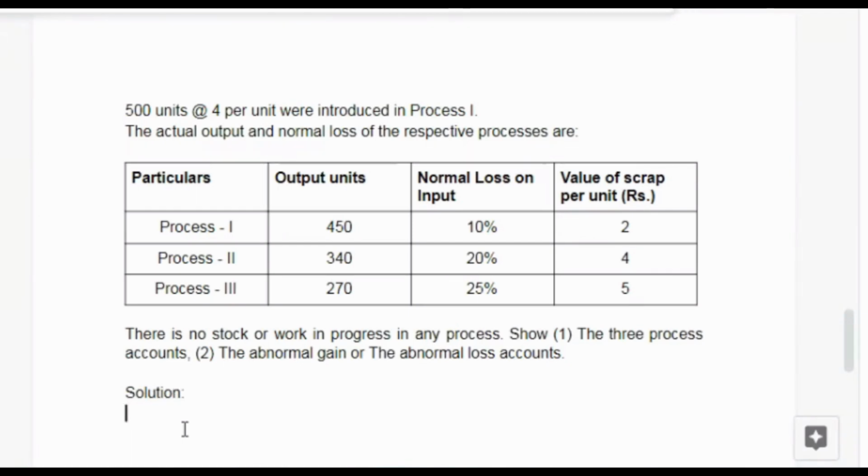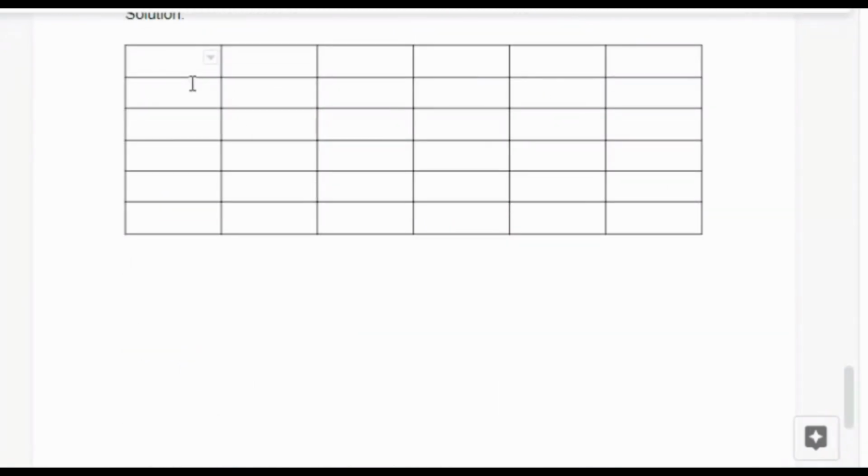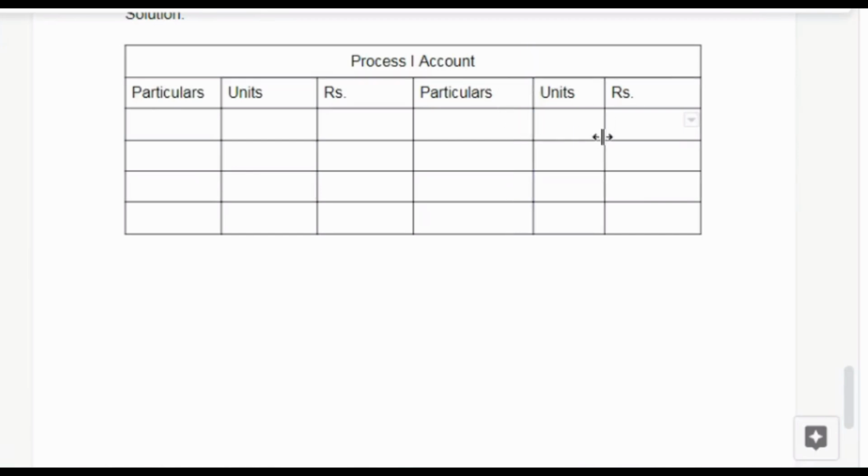Solution of it. As usual, we are required to prepare the process accounts. Accounts બનાવવાના હોય છે to determine the cost. It means process cost accounts: process 1 account, process 2 account, and process 3 account, right? On each side there are three columns, 3 columns on the credit side and 3 columns on the debit side. So 3 and 3, 6 columns and a number of rows. Here we prepare the process 1 account. This is the format of the process account. Process account નું આ રીતનું તમારું format રહેશે.